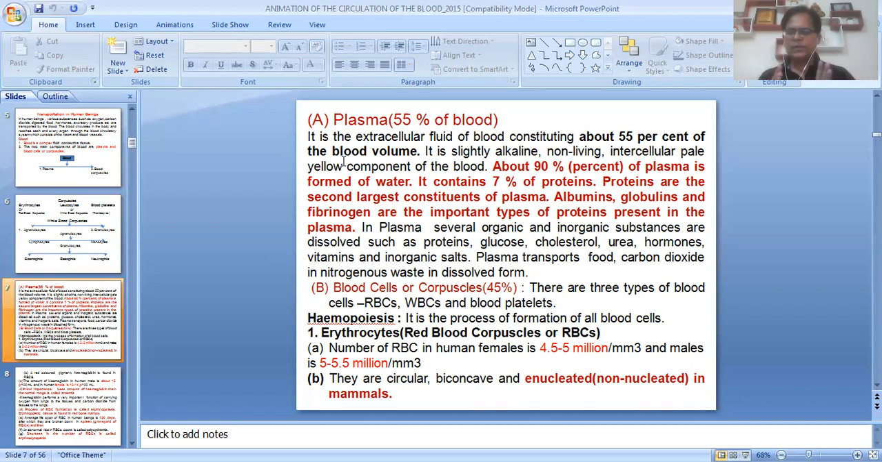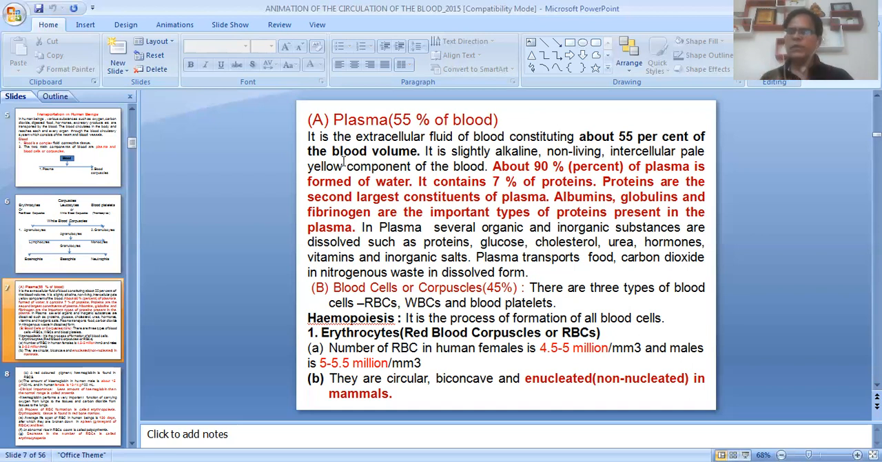Now I'm telling you about the first one, erythrocytes, meaning red blood corpuscles or RBC, right? The number of RBC in human females is 4.5 to 5 million, and in males it is 5.5 to 6 million. Always remember this.